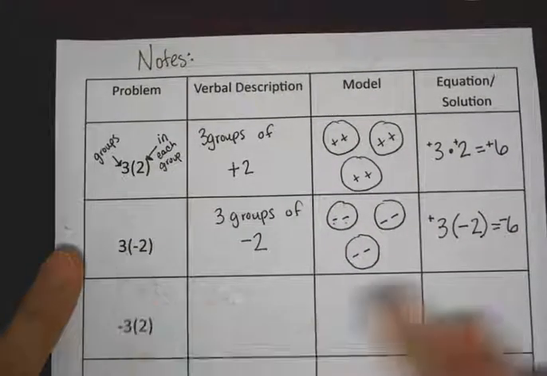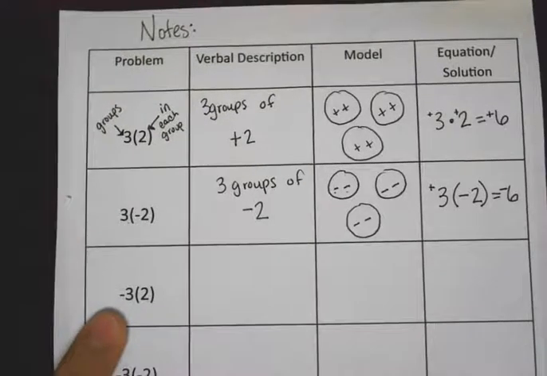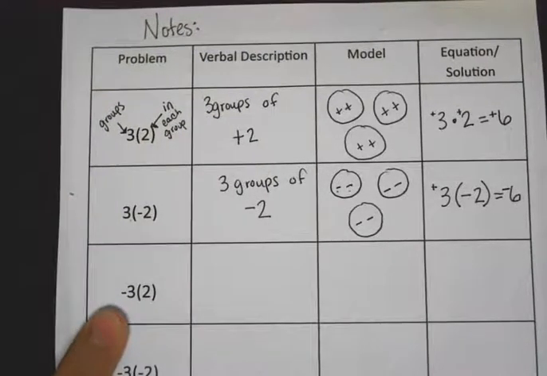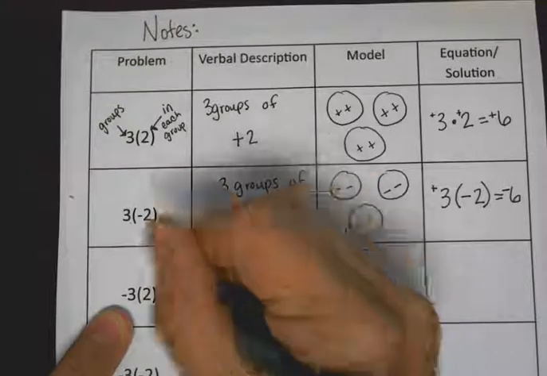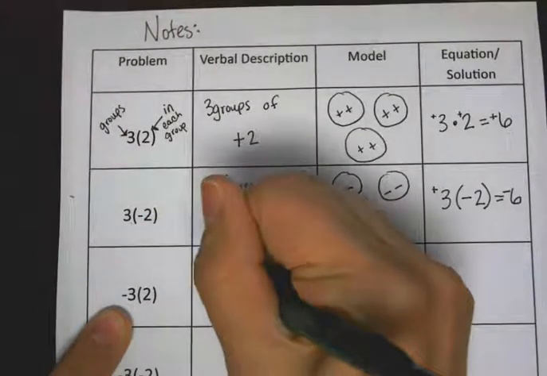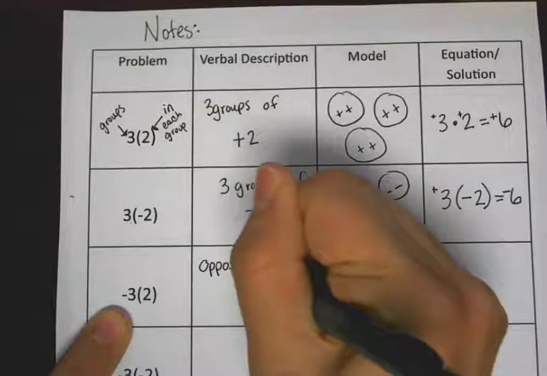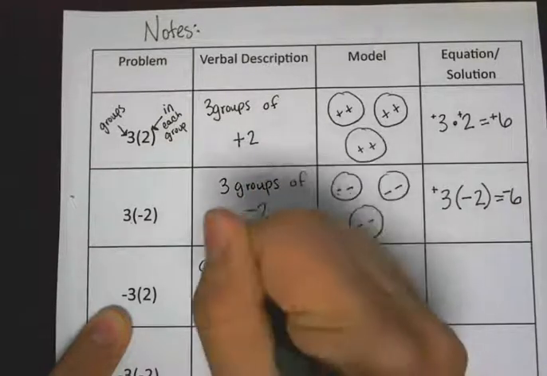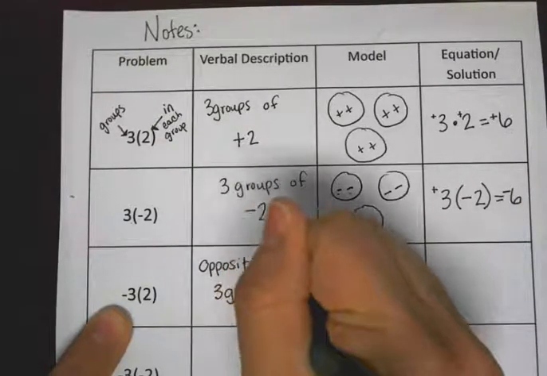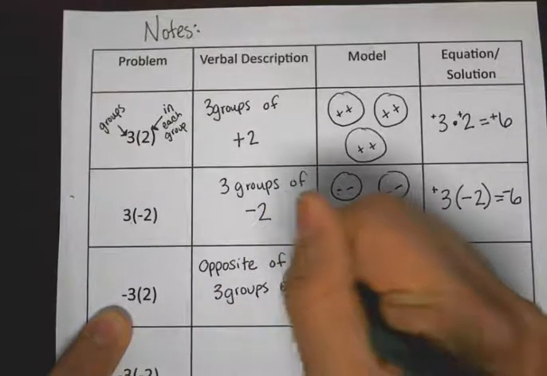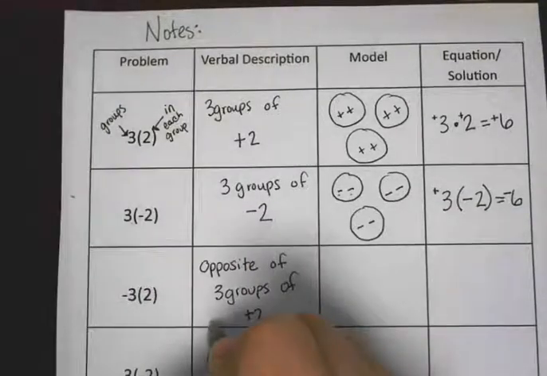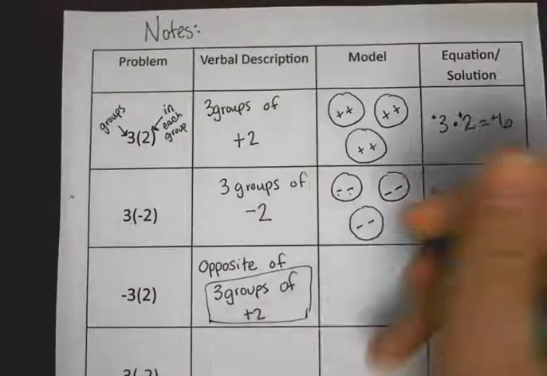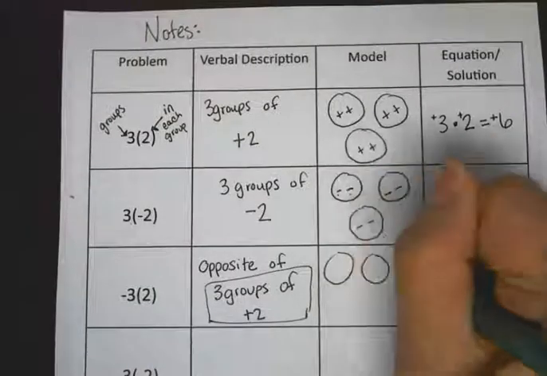Well, what would happen if I have a negative in the front? Remember, that's the number of groups, but I can't have a negative number of groups. So I would write the opposite of 3 groups of, and that's a positive 2. So I could start with my 3 groups of positive 2. Here's my 1, 2, 3 groups.